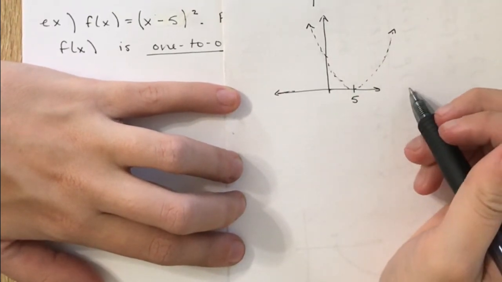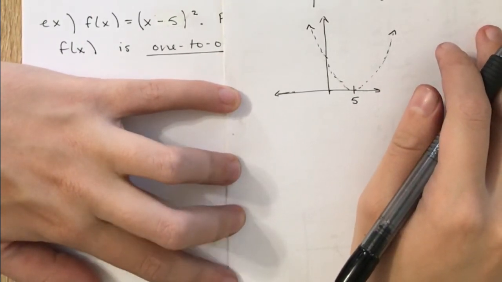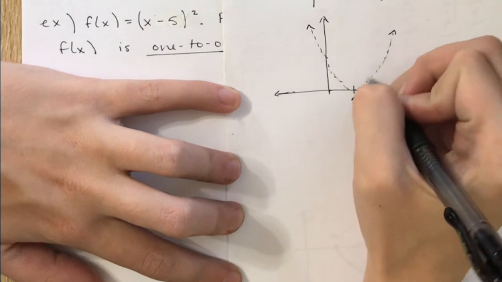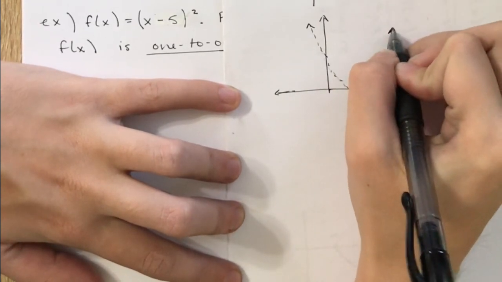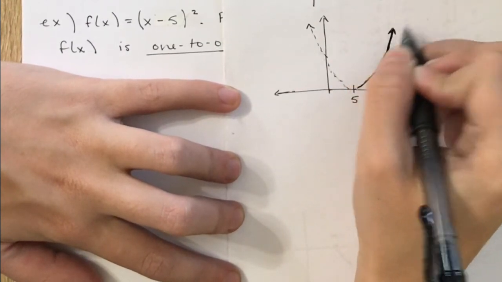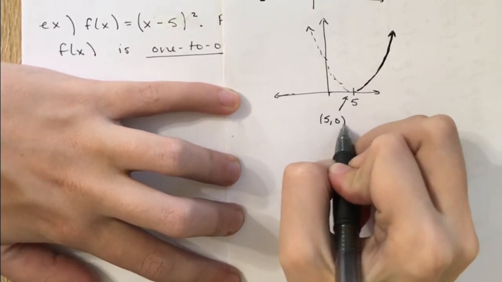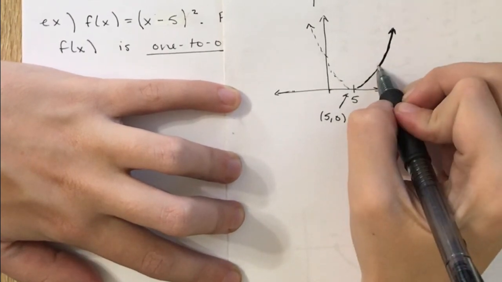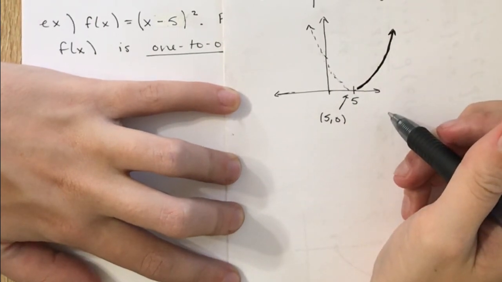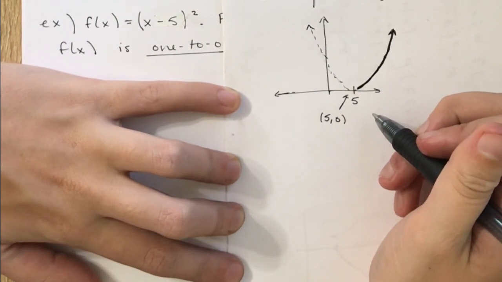But remember, we want it to be non-decreasing. Non-decreasing sounds kind of like increasing, right? So probably this side. So increasing, increasing, increasing. But what about the point (5, 0)? This point right here is (5, 0). Do we want to include that part or not? Well, are we increasing at the point (5, 0)? Well, remember, we can't be increasing or decreasing necessarily at a specific point.